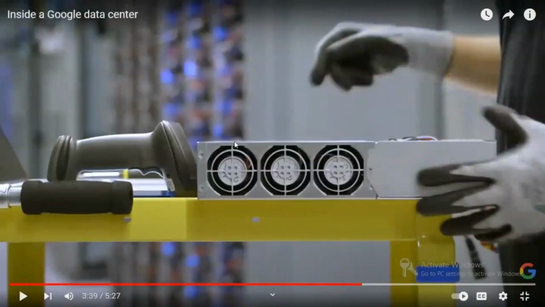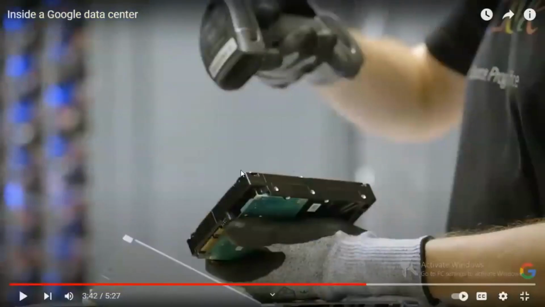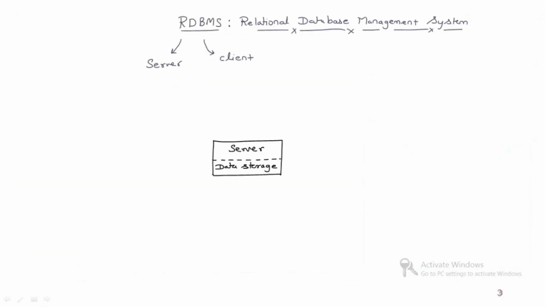So here, this is the smallest unit of a server. It is basically a particular computer which is having the processing power and having the disk space. Now this is a disk space, or maybe a hard drive, which is the smallest unit of a data center. The server is basically the central data storage, and then we have what is known as client.